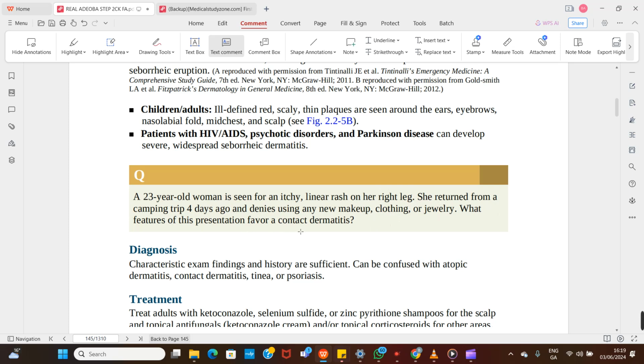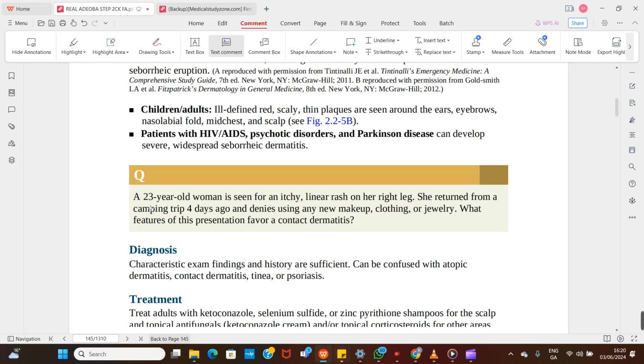So to me, what favors it? Number one, the pattern of the rash. It is a linear rash. Number two, the area where it's affected: the right leg, which is typical for contact dermatitis. You usually see it in the limbs, the extremities. This person also went camping, so most likely the person might have been exposed to a plant containing urushiol, right? The urushiol plants include poison ivy, poison oak, and poison sumac.